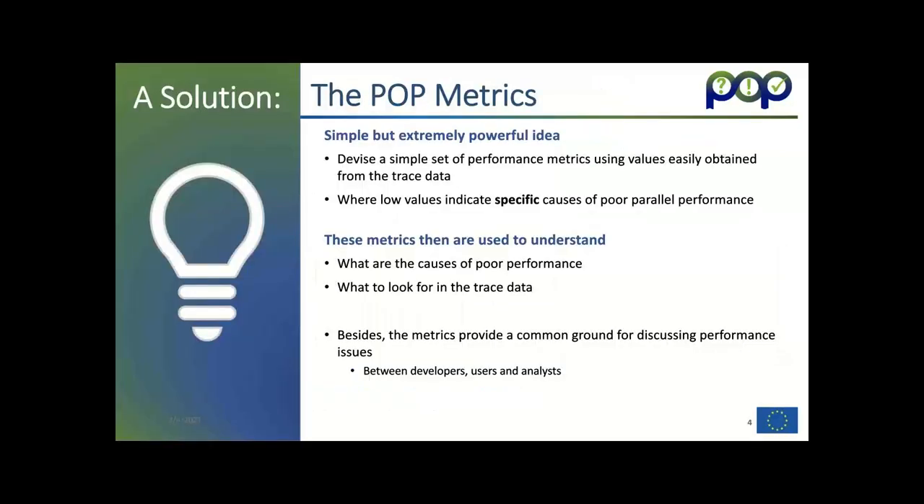Over the years, the people that later became POP have developed a solution for that, or we think it's a solution. We have a system of performance analysis metrics. The idea is that these performance metrics should be easy to get from trace data, should not be too complex to get. And these metrics should indicate specific causes for poor parallel performance of your codes. And later on, we think they are also a good way to be a common language and common ground for discussion of performance issues between developers and users of the code.